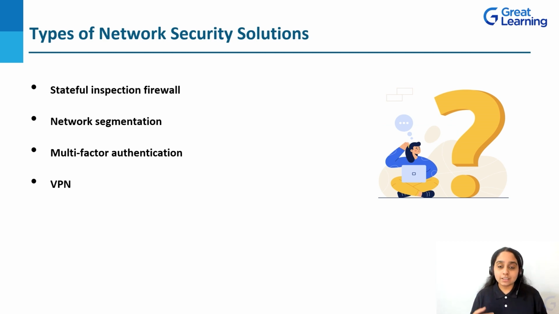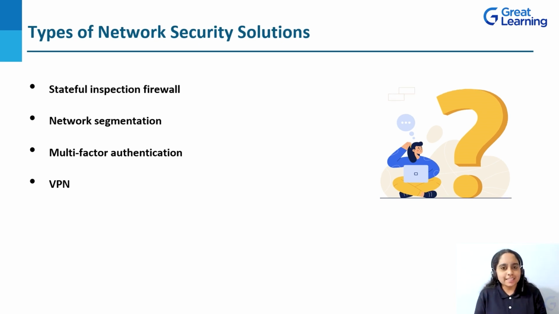But before understanding what is stateful inspection firewall, all of you should know what is a firewall. Firewall is a network security device that monitors all the incoming and outgoing traffic and permits, blocks, or drops data packets based on a defined set of security rules. Firewall establishes a barrier between your internal network and the incoming traffic from an untrusted source such as the internet to block the malicious traffic such as viruses and hacking.